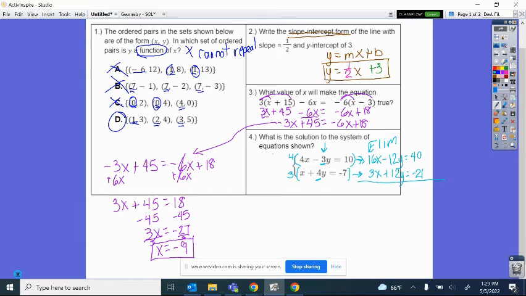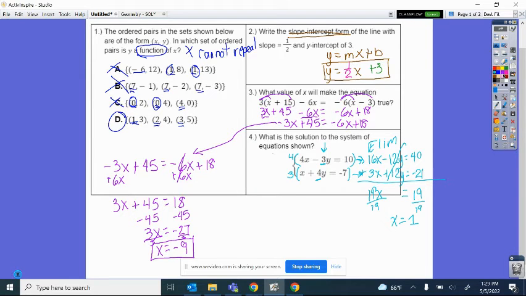So now we add. So 16x plus 3x makes it 19x for us. Negative 12y plus 12y cancels out, eliminates the y variable just like we wanted. And 40 plus negative 21 makes 19. Divide both sides by my coefficient 19, and x is equal to 1.